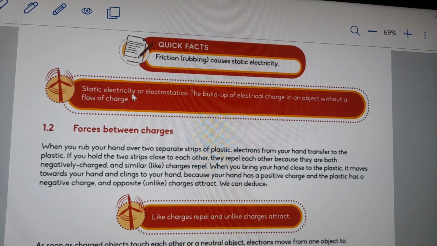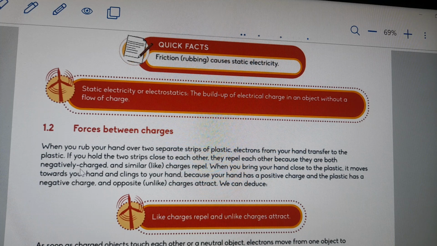Static electricity is the buildup of electrical charge in an object without a flow of charge. Now let's look at section number 2 under static electricity, and we look at forces between the charges. When you wrap your hand over two separate strips of plastic, electrons from your hand transfer to the plastic. If you hold the two strips close to each other, they repel each other because they are both negatively charged.